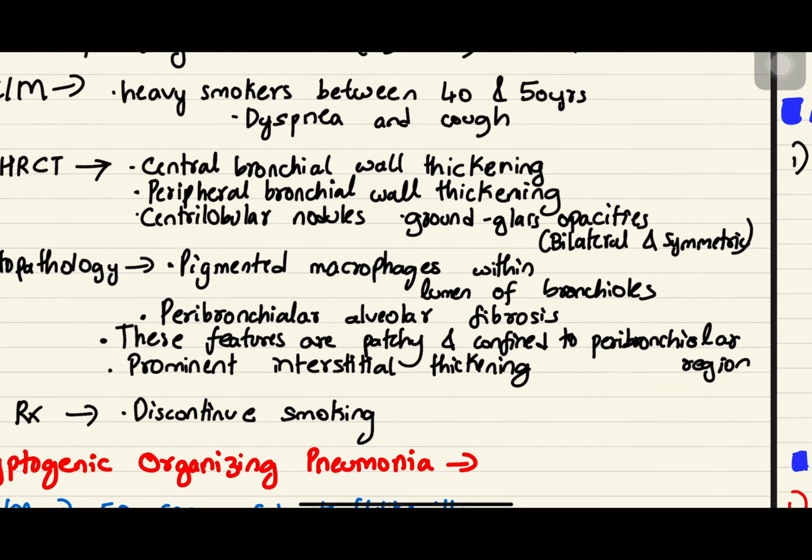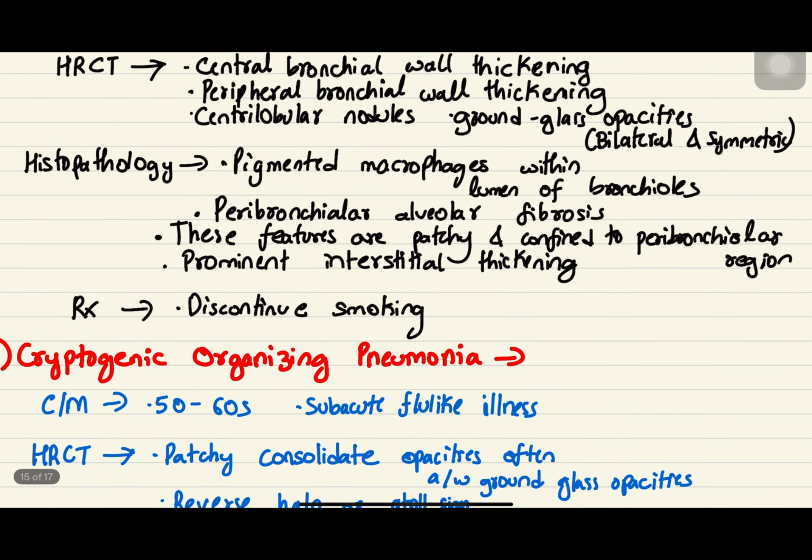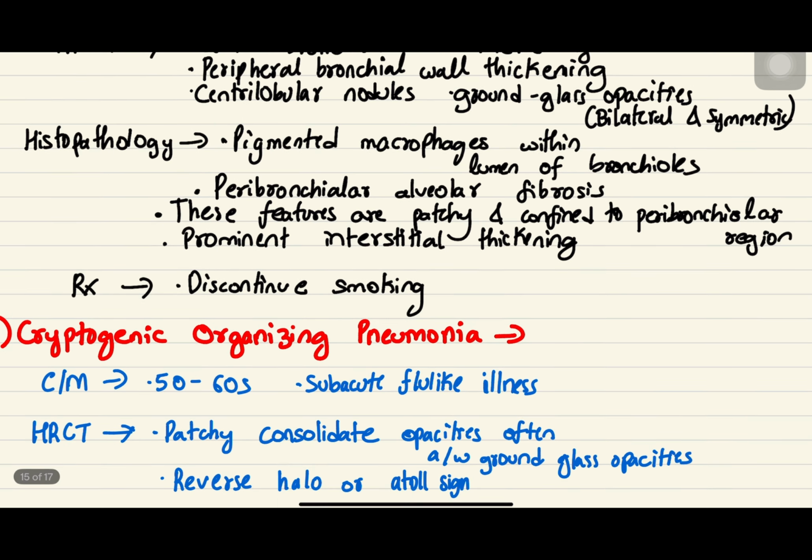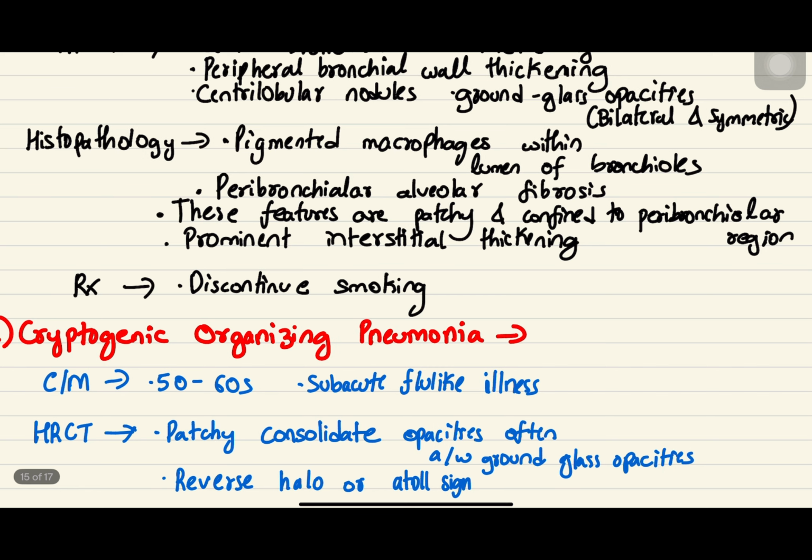What does histopathology show? They show pigmented macrophages within the lumen of bronchioles, and there will be bronchiolar alveolar fibrosis which is patchy and confined to the peribronchial region. There will be prominent interstitial thickening. This whole thing is the DIP pattern. What is the treatment? Treatment is you have to quit smoking. Obviously, it's a game changer.